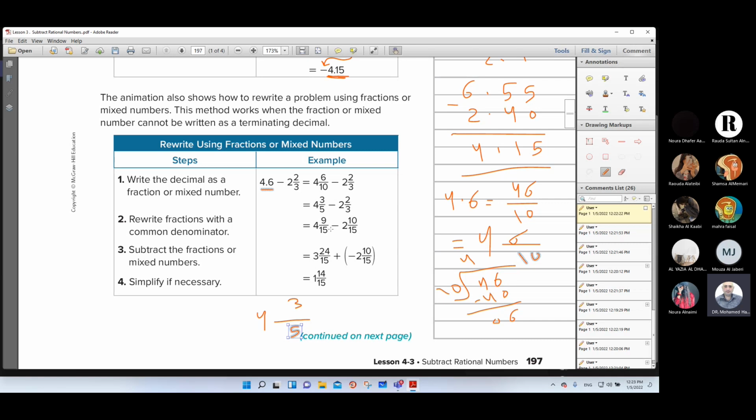When you want to do the subtraction here, note here you have 9 and here you have 10. We cannot subtract 10 from 9. So what I do, you can borrow 1 from 4, 4 will be 3, and the 1 will be 15 over 15 added to the 9 over 15. You will get 24 over 15. Then you can do the subtraction here. 3 minus 2 will be 1, and 24 minus 10 will be 14, over the same denominator. 1 and 14 over 15.